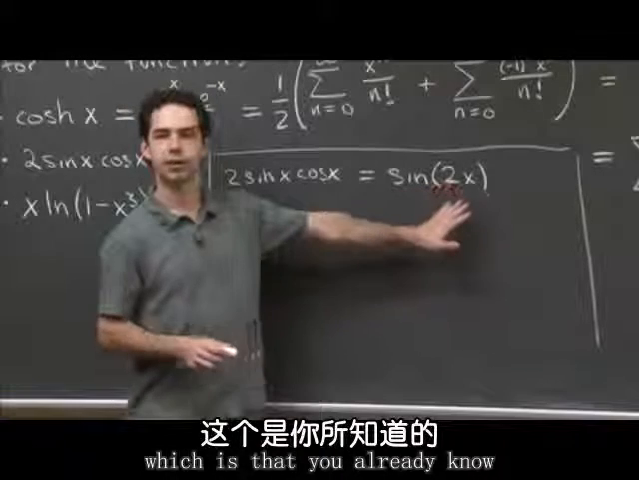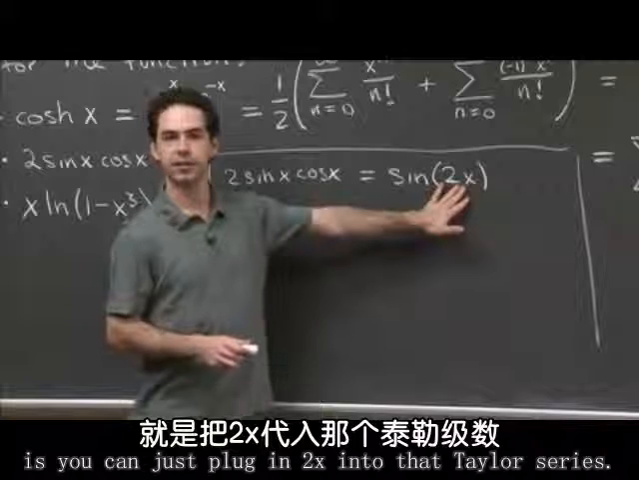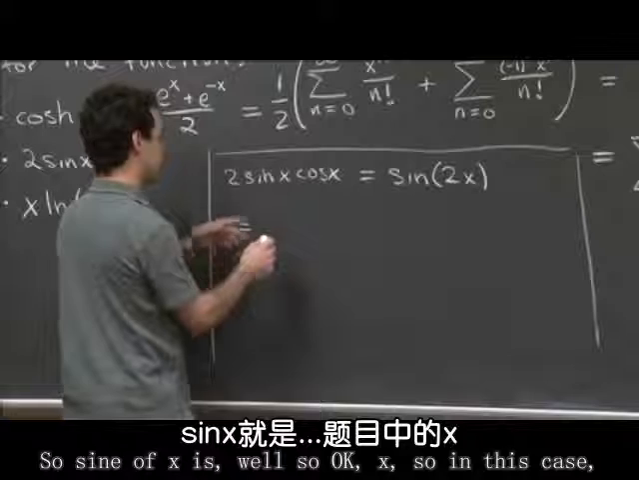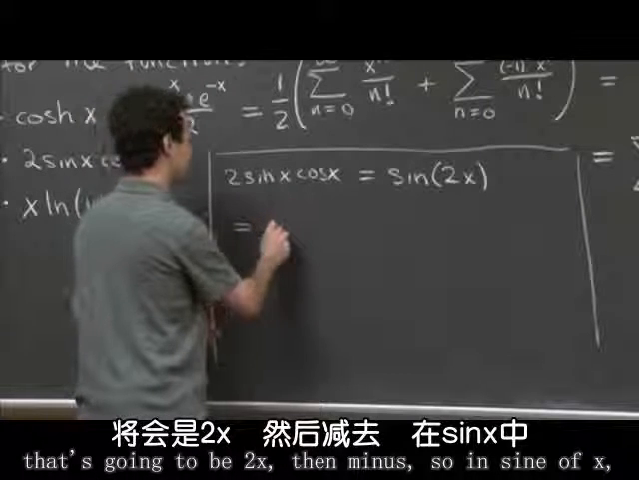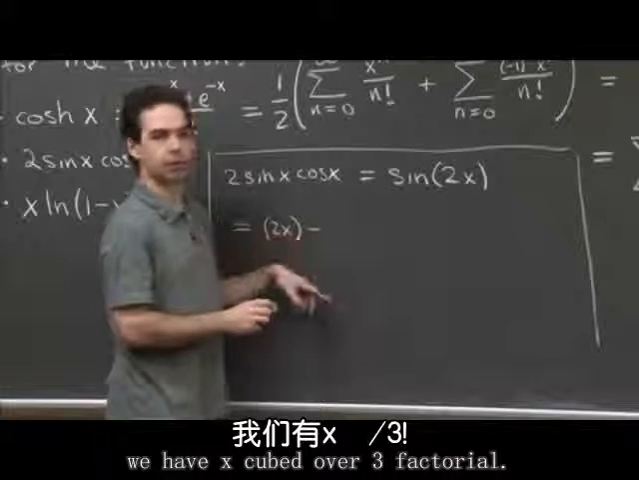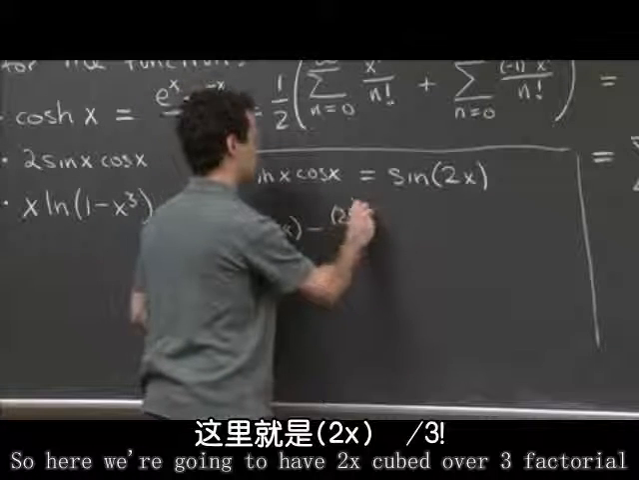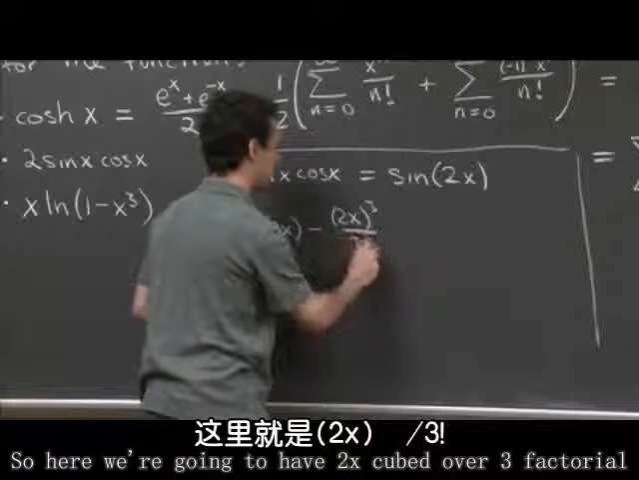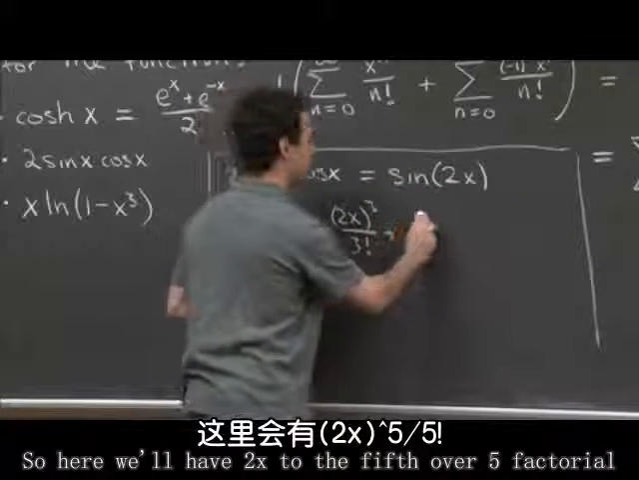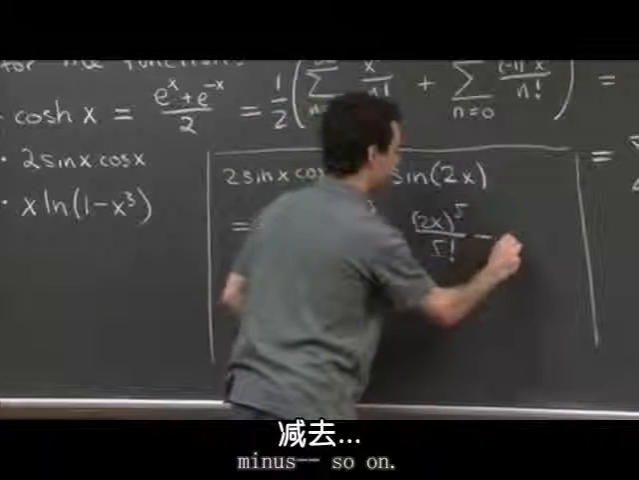to you, which is that you already know the Taylor series for sine of x. So what you can do is just plug in 2x into that Taylor series. So sine of x is x. In this case, that's going to be 2x. Then minus, in sine of x we have x cubed over 3 factorial. So here we're going to have 2x cubed over 3 factorial plus, and so on. So here we'll have 2x to the 5th over 5 factorial, minus, and so on.